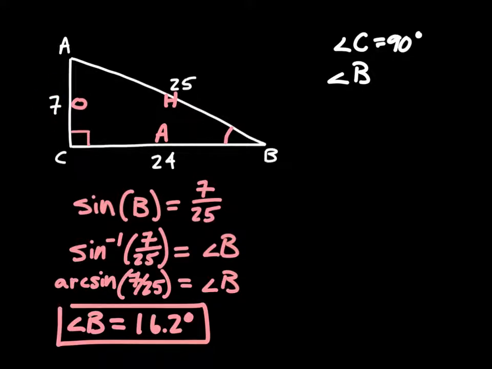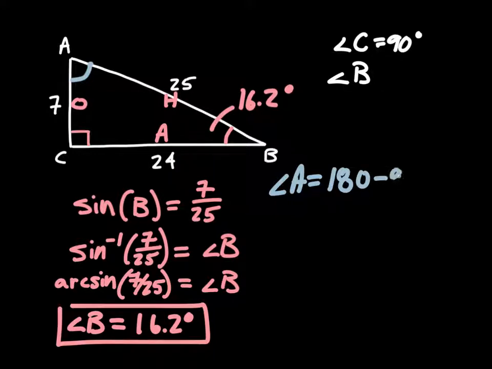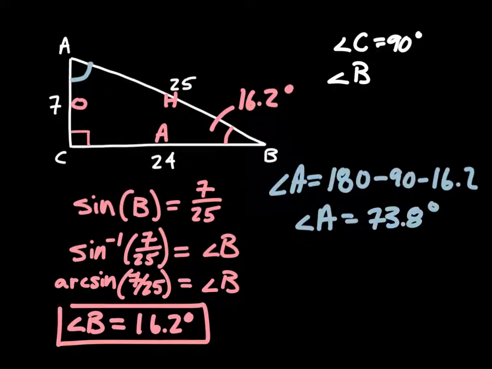So if this is 16.2 degrees, how else could you find angle A? In order to find angle A, you could take 180. Angle A is equal to 180 minus 90 minus 16.2. What do we get for that? We get 73.8 degrees. So that's one way of doing it.